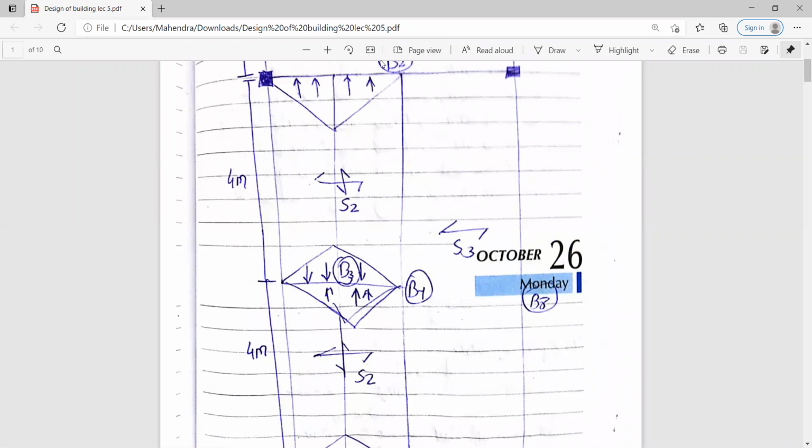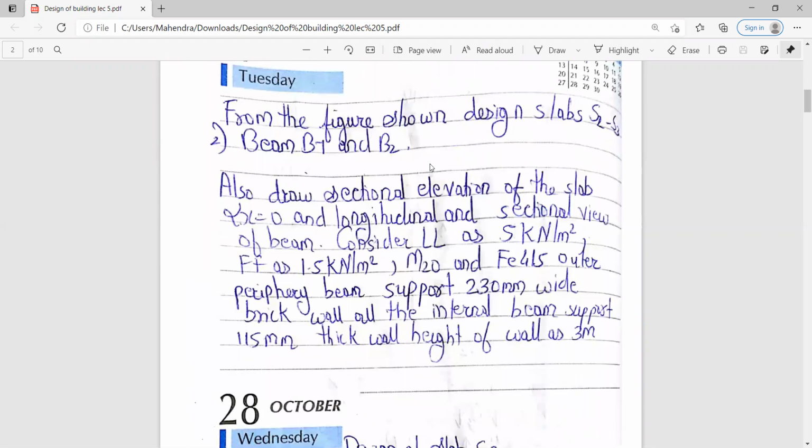So as you can see here, there are a total of 9 beams. From that 9 beams, they have told you to design for only 2 beams, that is for B7 and B2, as well as they have told you to design for the slab S2 and S3. And also they have told you to draw the sectional elevation of the slab if the alpha x will be 0 and the longitudinal and the sectional view of the beam.